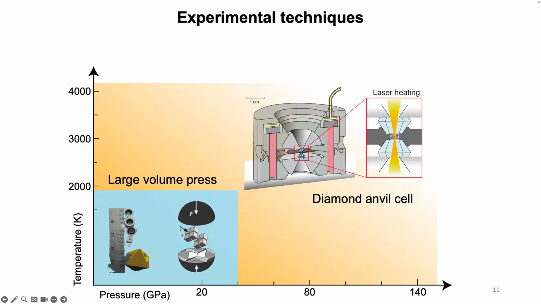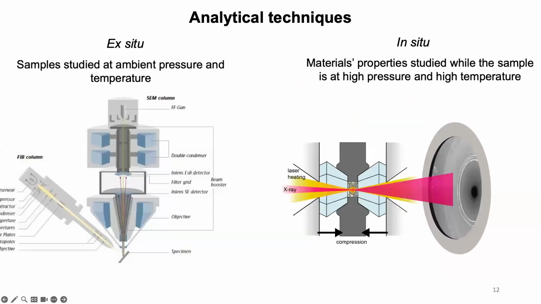But so what happens when we do experiments? The idea is that we want to represent the pressure and temperature conditions that are inside the planet with our samples. As for the way in which we then work on the samples, there are millions of them. I just want to focus on the fact that we can study samples ex situ, so after the experiment. So the sample is studied at ambient pressure and ambient temperature, or we can study samples while they are at high pressure and high temperature. So these are like in situ experiments.